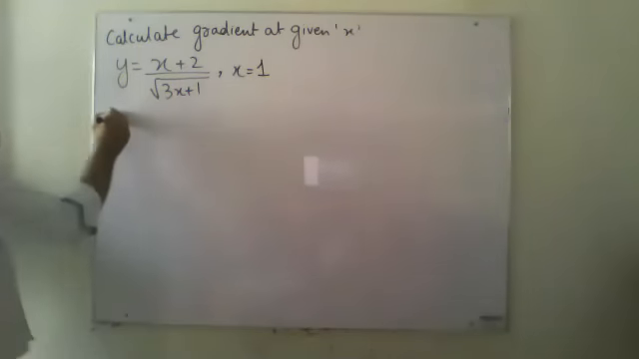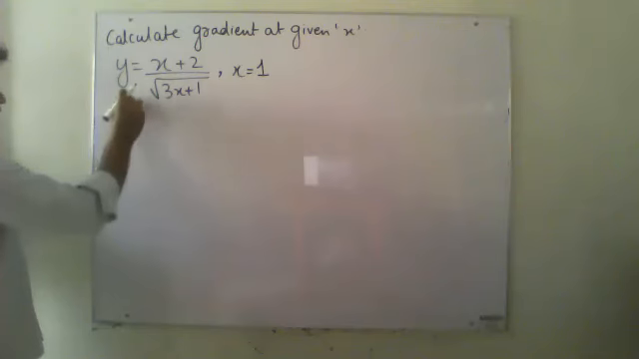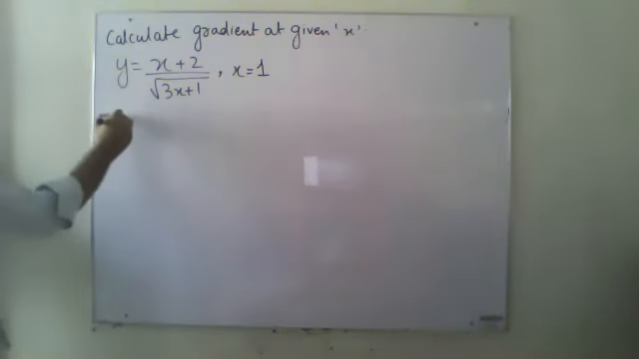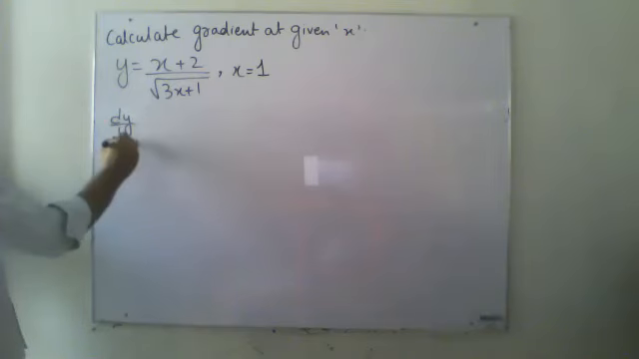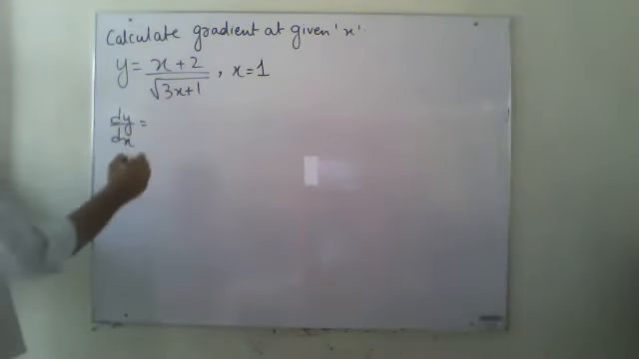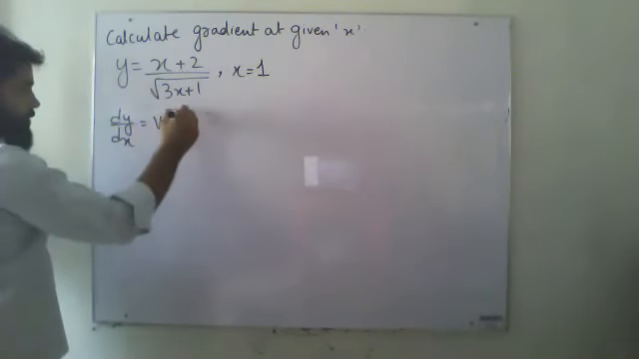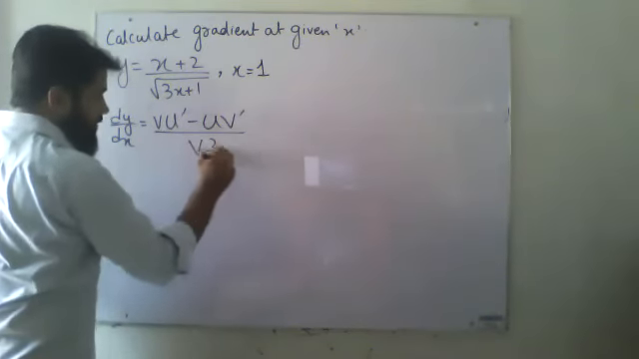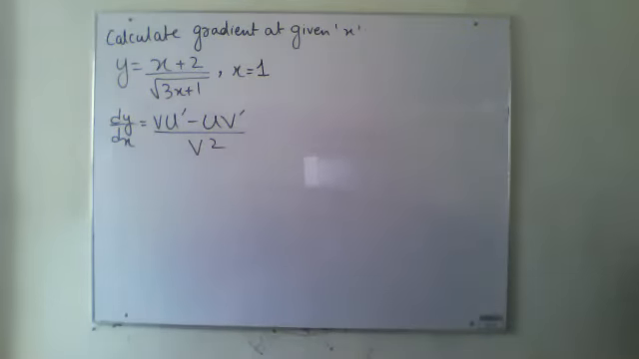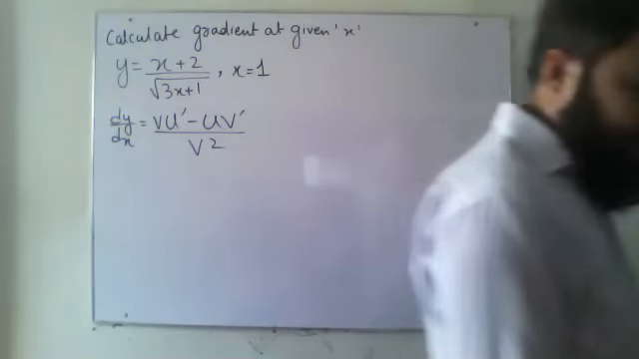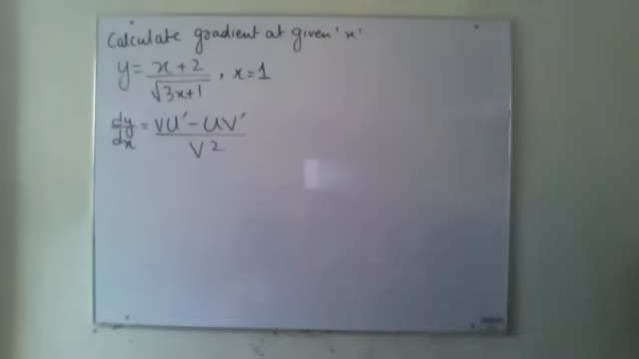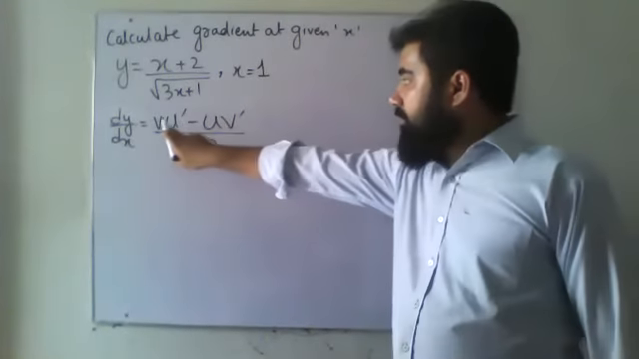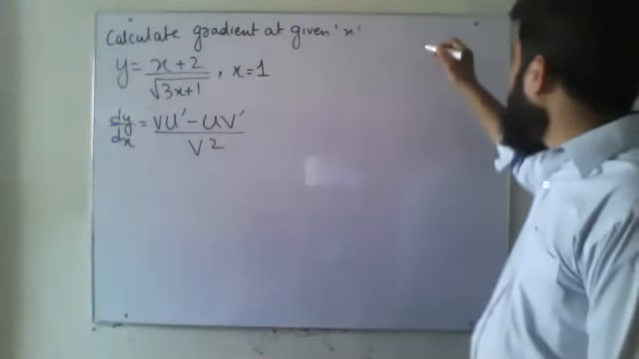So y equals to, I'm going to apply simply dy over dx. dy over dx of u over v will be (v times u differential minus u times v differential) over v square. Okay. Now what we have to do over here is that I'm writing them separately. First of all, v. So this is my v.